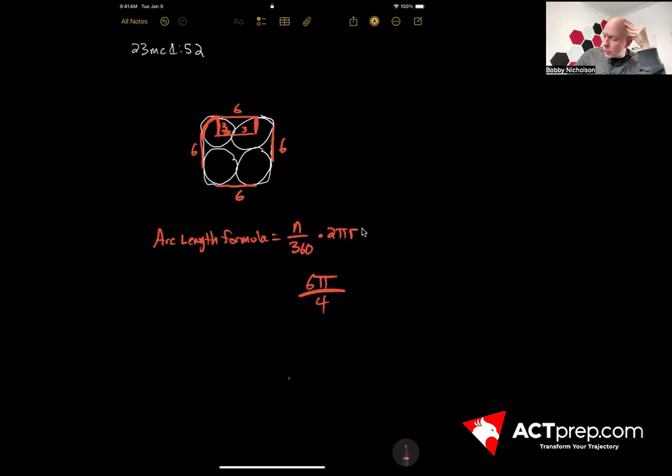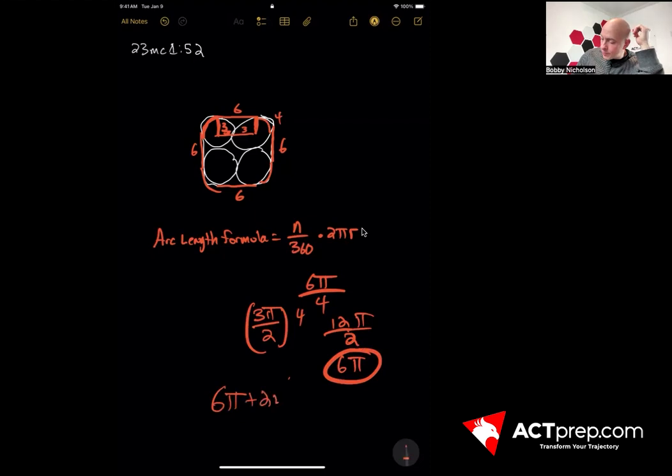So we can just divide it by 4. And therefore, we only have 3 pi over 2 as the distance there. So that's going to be on there 4 times. So we can multiply this by 4, which would get us 12 pi over 2, which is going to be 6 pi. So we have 6 pi plus 24.